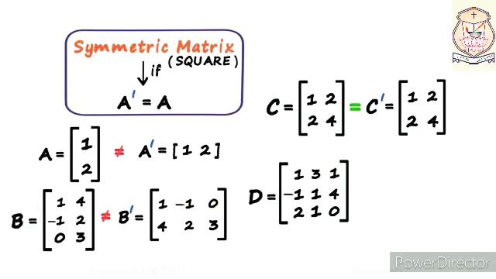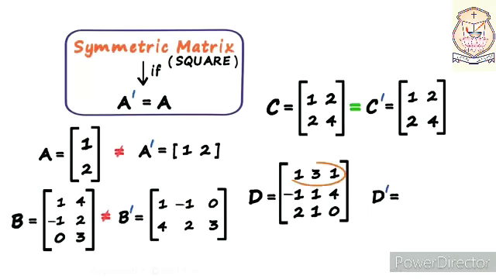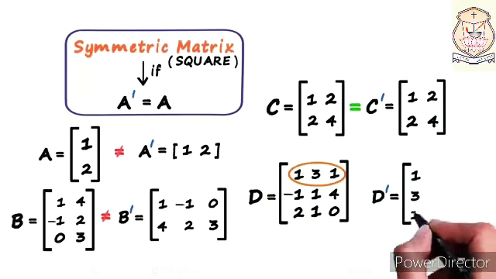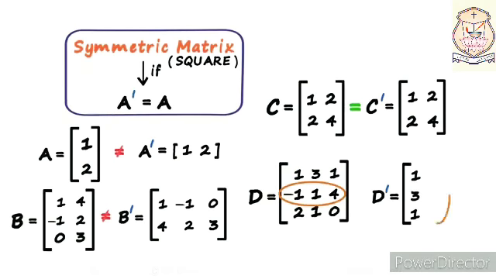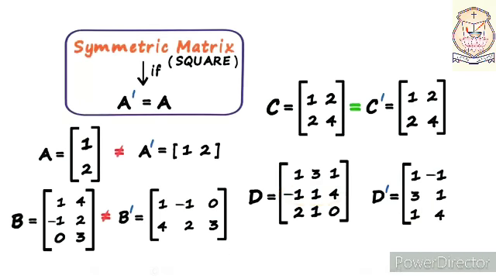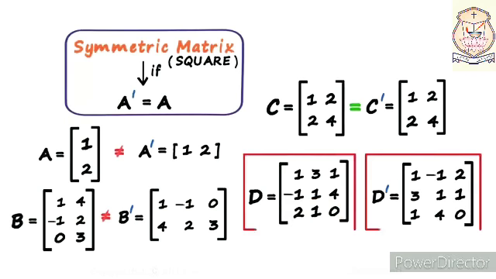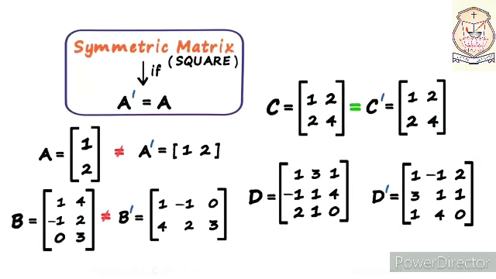To know if D is symmetric, we need to find D transpose first. The first row will be the first column here. 1, 3, 1. The second row becomes the second column. -1, 1, 4. And the third row will be the third column here. 2, 1, 0. Are these two matrices equal? The orders are equal, yes. But are the corresponding elements equal?